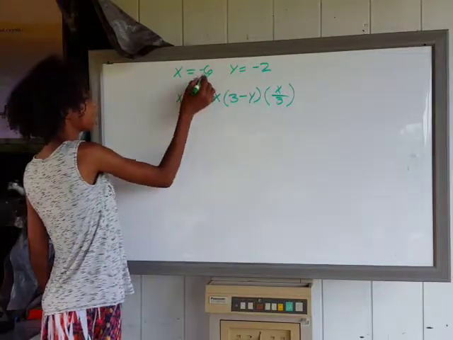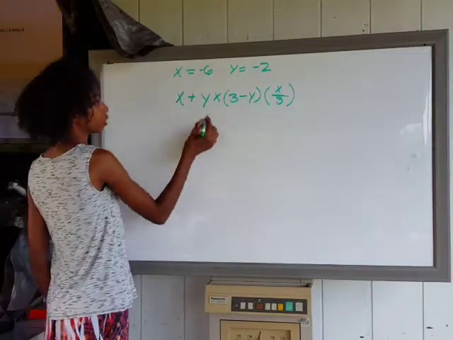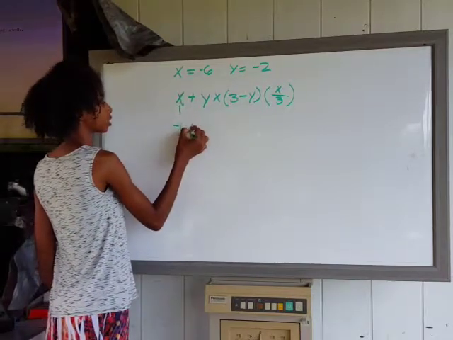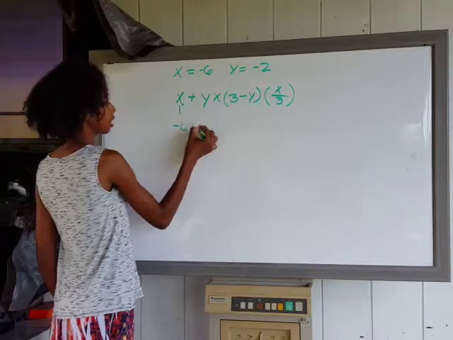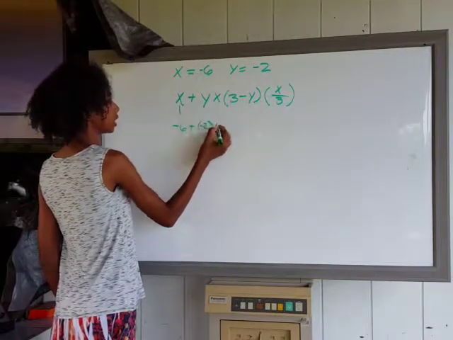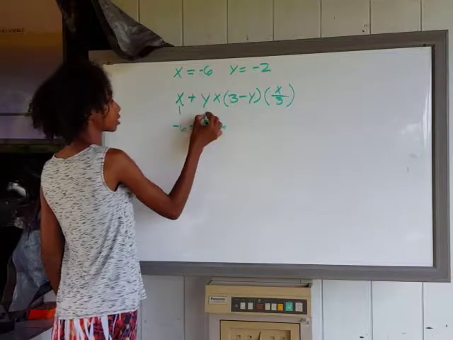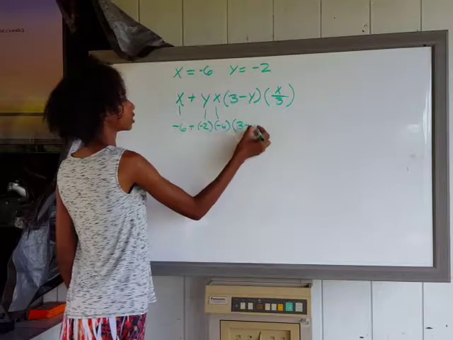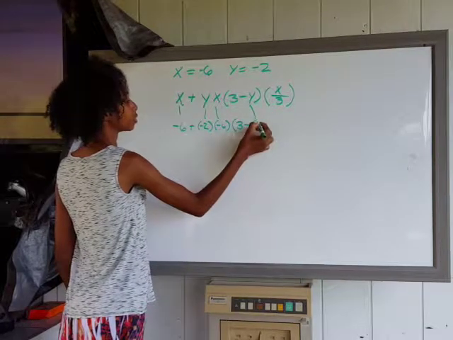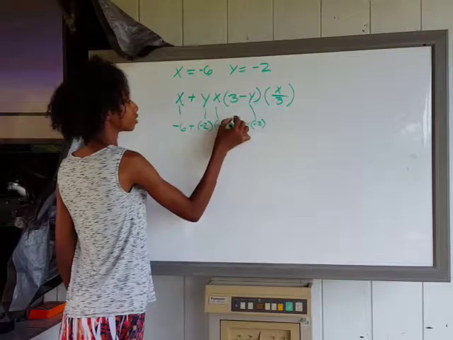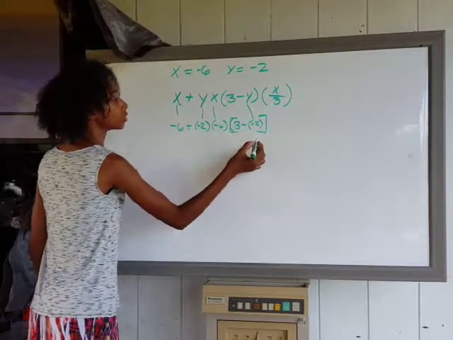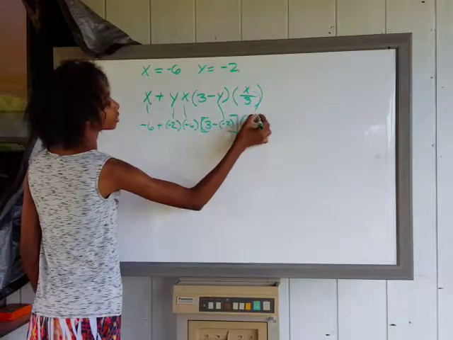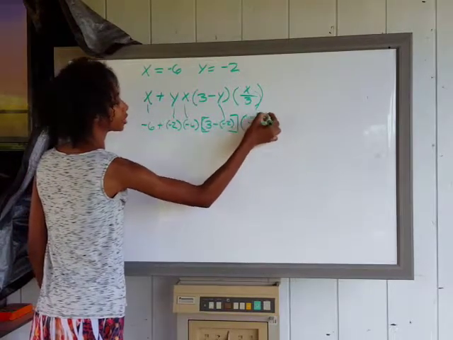Okay, so we're going to plug in negative 6 everywhere we see an x, and we're going to plug in negative 2 everywhere we see a y. So this is going to be negative 6 plus negative 2 times negative 6 times 3 minus negative 2 times negative 6 over 3.